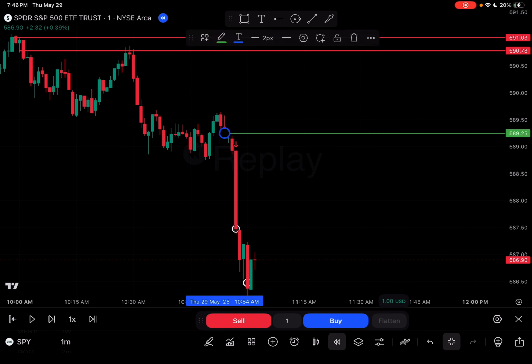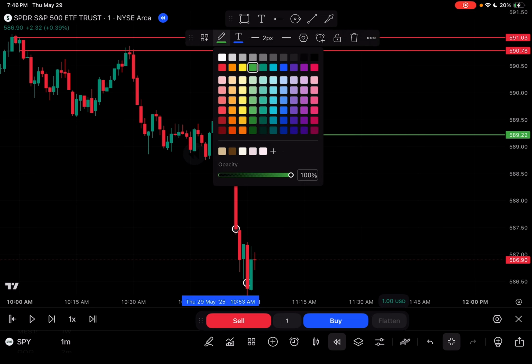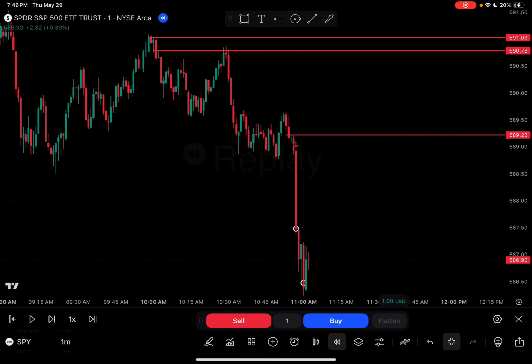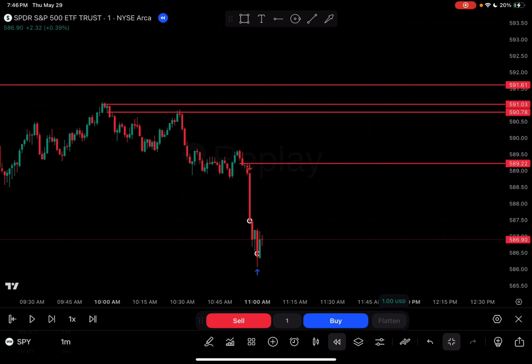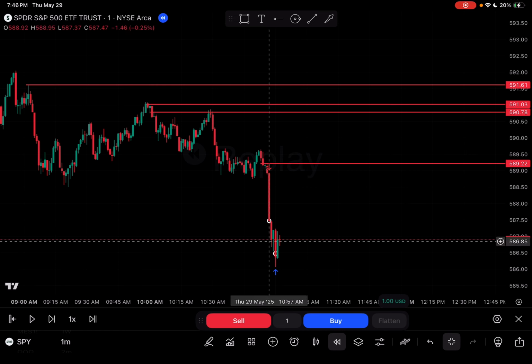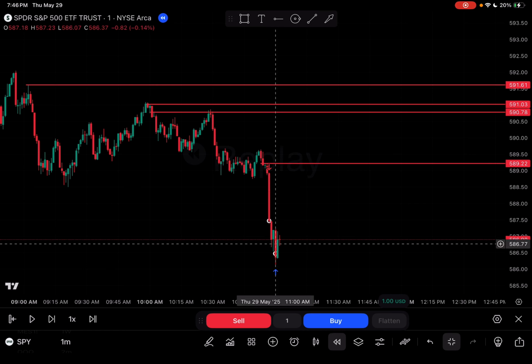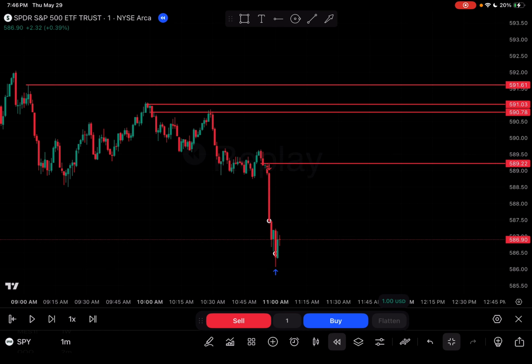Okay, so all these points right here, we got first supply zone, second supply zone, third supply zone, fourth supply zone. You enter in on the second red candle, and that trade was so quick. It was literally so quick. It only took 3 minutes.